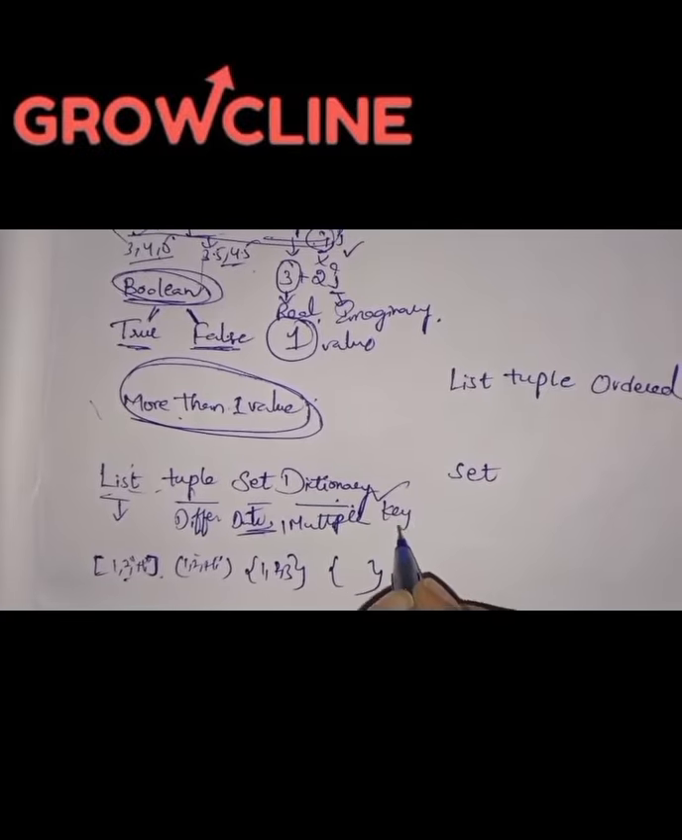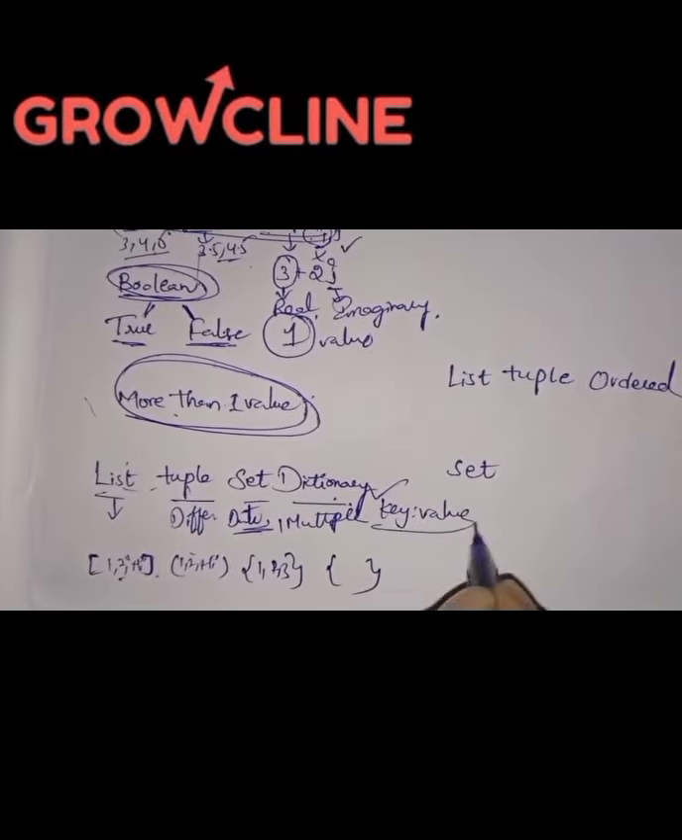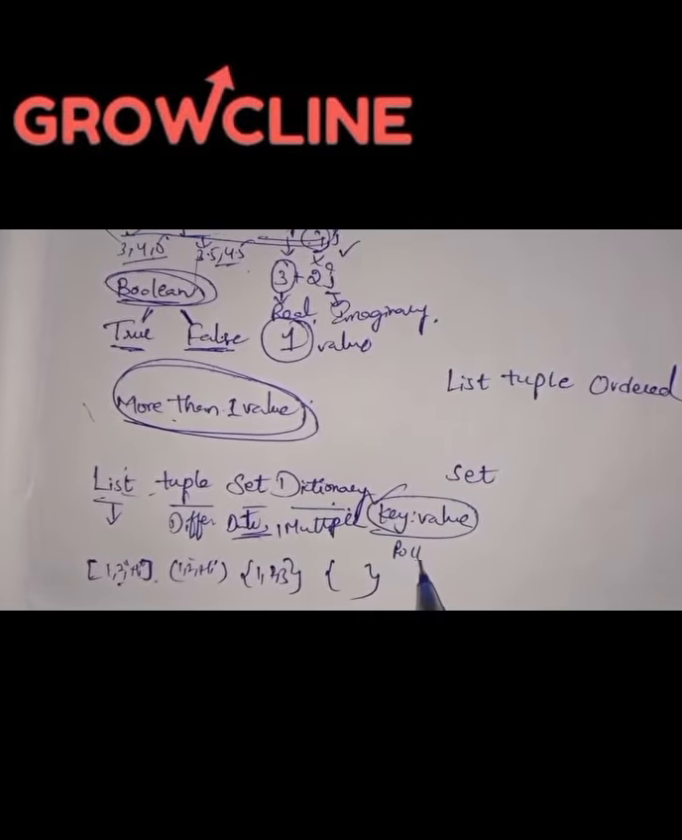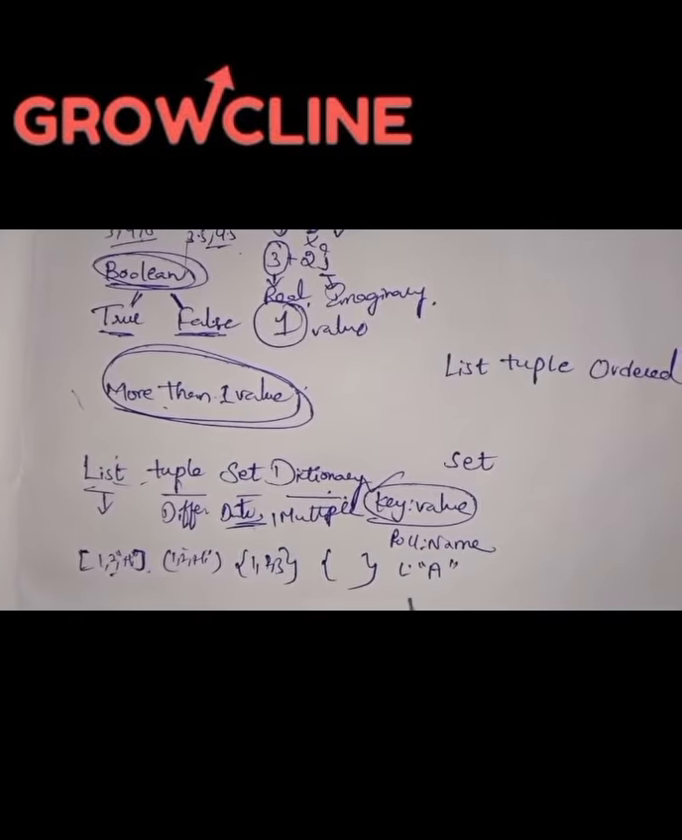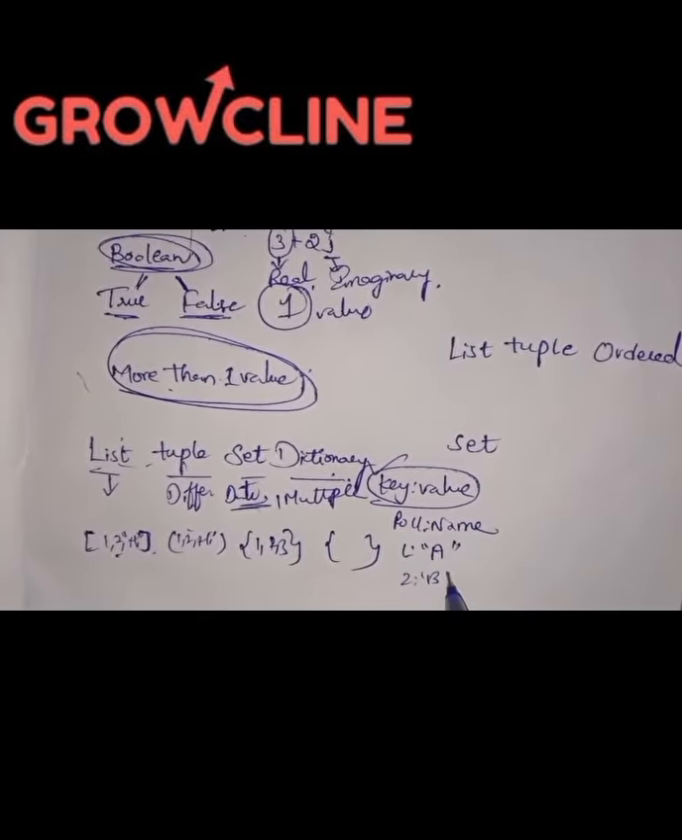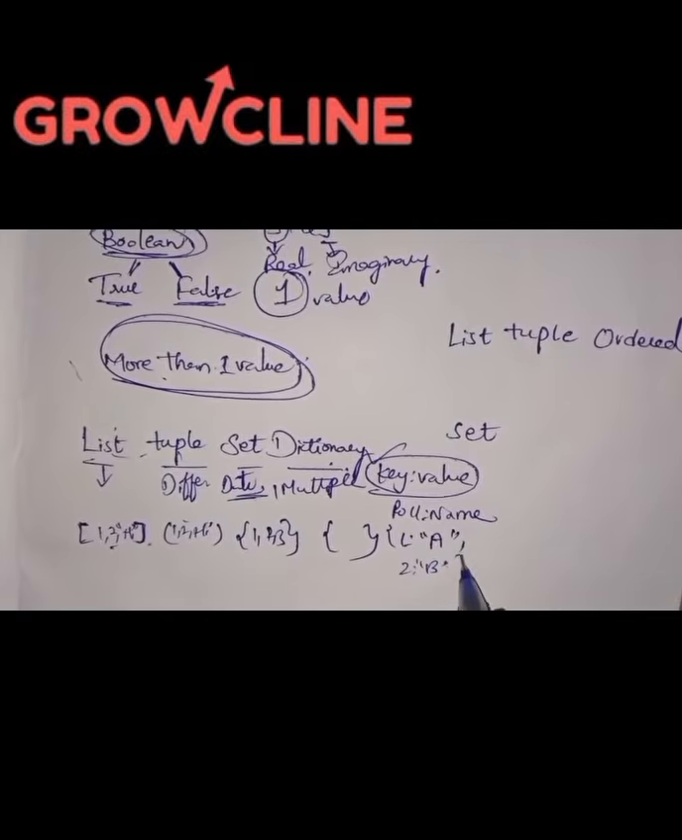In a dictionary, data is in the form of key value pairs. For example, in college we have roll numbers and names. Here, the roll number is the key and the name is the value. In order to separate multiple key value pairs, we use the comma symbol.